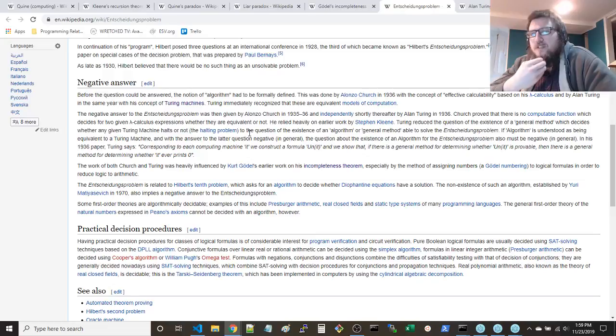The work of both Church and Turing was heavily influenced by Kurt Gödel's earlier work on his incompleteness theorem, especially by the method of assigning numbers, or Gödel numbering, to logical formulas in order to reduce logic to arithmetic. The Entscheidungsproblem is related to Hilbert's 10th problem, which asks for an algorithm to decide whether Diophantine equations have a solution. The non-existence of such an algorithm, established by Yuri Matiyasevich in 1970, also implies a negative answer to the Entscheidungsproblem. Some first-order theories are algorithmically decidable. Examples include Presburger arithmetic, real closed fields, and static type systems of many programming languages. The general first-order theory of the natural numbers expressed in Peano's axioms cannot be decided with an algorithm, however.